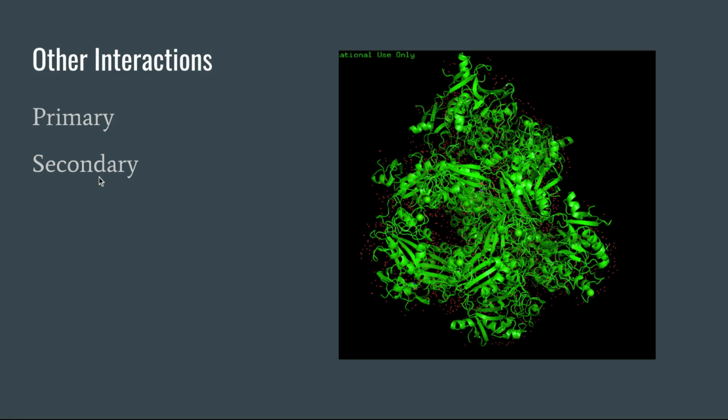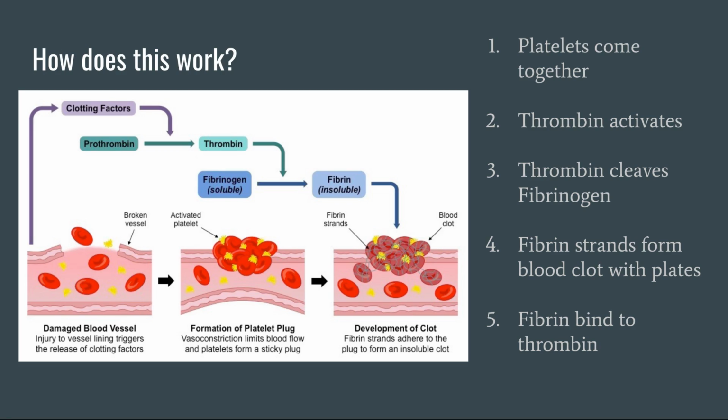And there's also the secondary structure, which is shown in this protein. That is the alpha helixes, which are right here, and then the beta sheets, which are right there. And those are held together by hydrogen bonding.